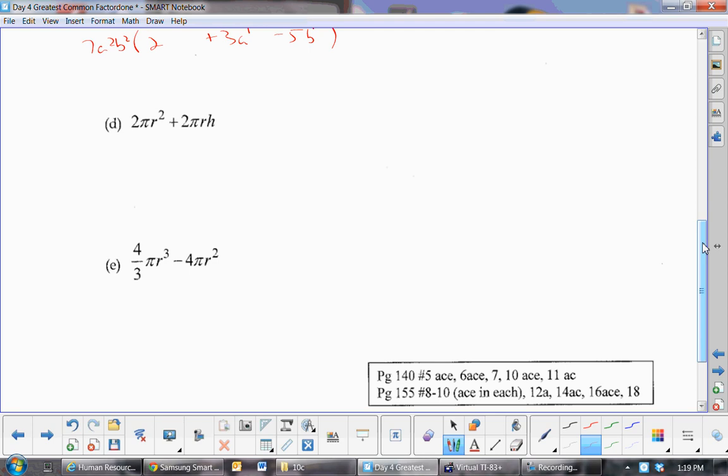Okay, D. Take out a 2. So I'd have 1 plus 1. Okay, what else? Okay, take out a pi. Both have pi's, so I'd be 1, 1 again. How many r's? I can take out 1 r. So that would leave me with R here and an H, right?